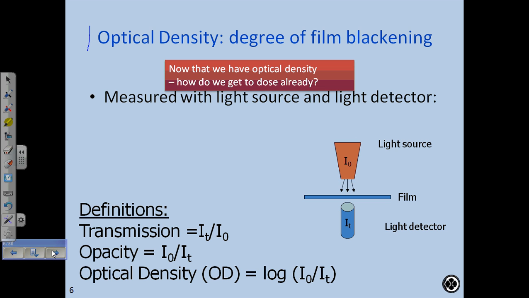Why does it beep every time I do that? Optical density. I don't know why it beeps. Optical density refers to the degree of film blackening. And so, how do we measure optical density? First of all, the darker the film, the higher the optical density.